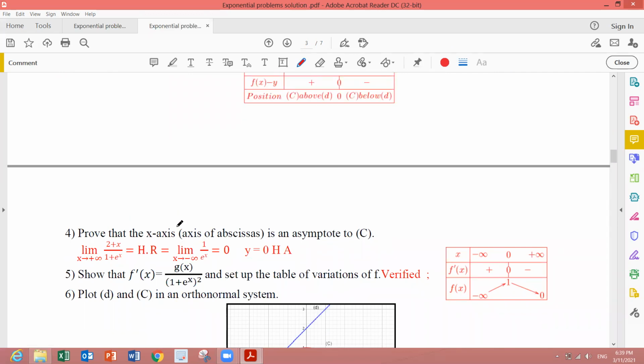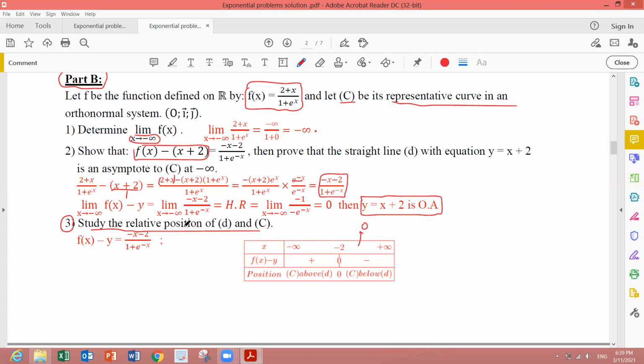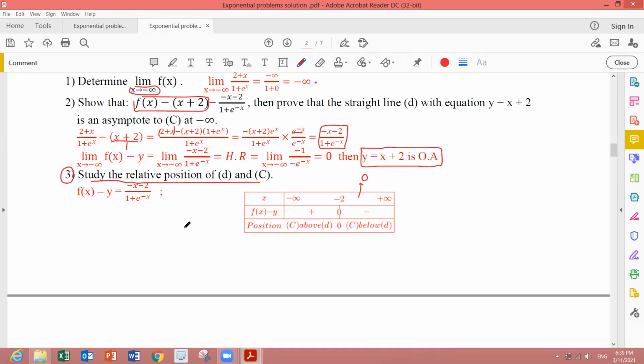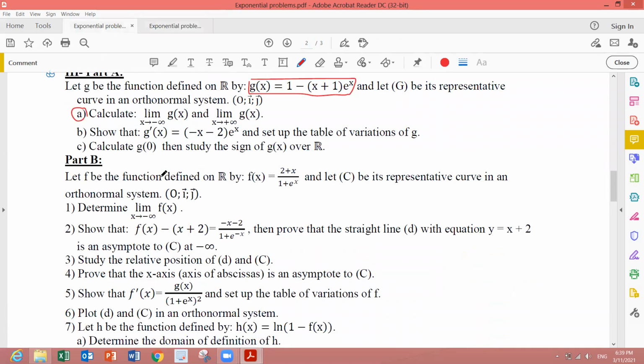Part 4. Prove that the x-axis, our axis of abscissas, is an asymptote to C. The x-axis is an asymptote to C, the x-axis of equation y equals 0.